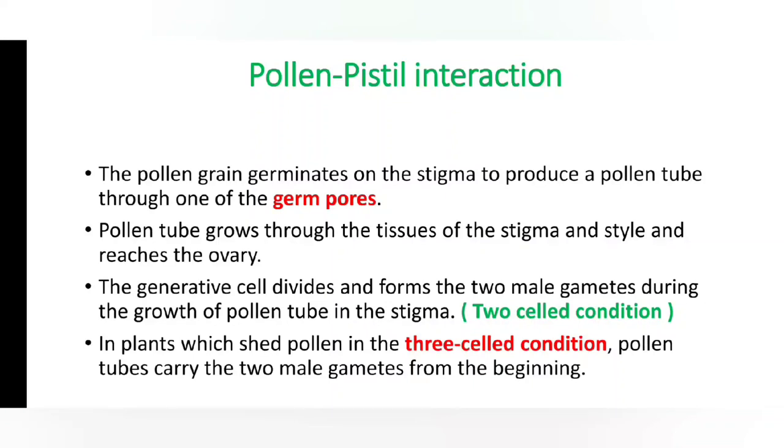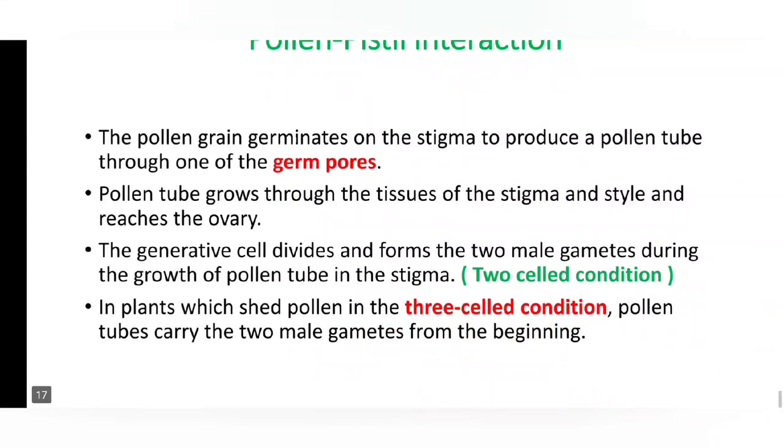In the case of two-cell condition, the two male gametes are formed only when the pollen tube travels through the stigma. But in the case of three-cell condition, the pollen tubes carry the two male gametes from the beginning. This condition is called three-cell condition.